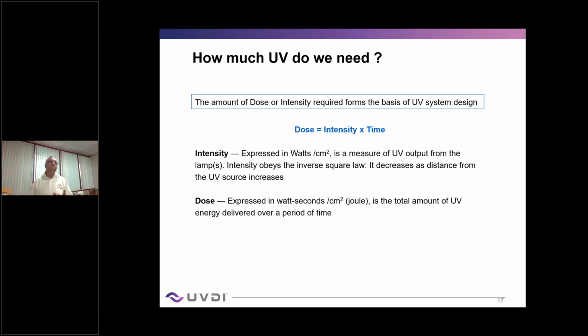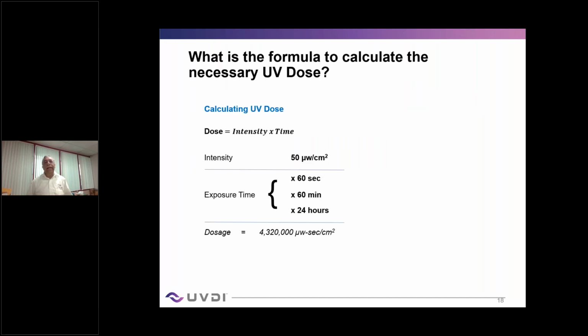For a coil application, it's 24/7. So if you want to increase the dose, you can increase the intensity. But what's interesting is if you look at this calculation, suppose my intensity on the coil delivered by my system is say 50 microwatts. And if you think about how that accumulates over time, this is an example in 1 day. In 1 day, a 50 microwatt intensity is going to deliver a dose of more than 4 million microwatt-seconds per centimeter squared.